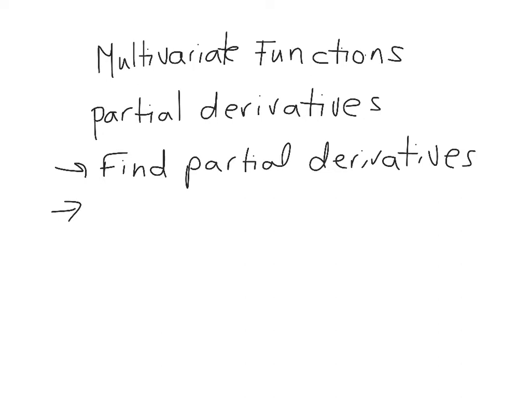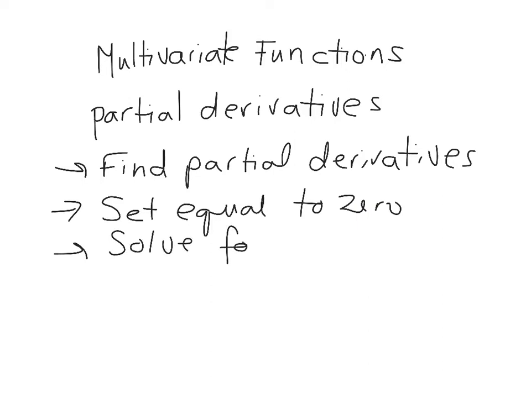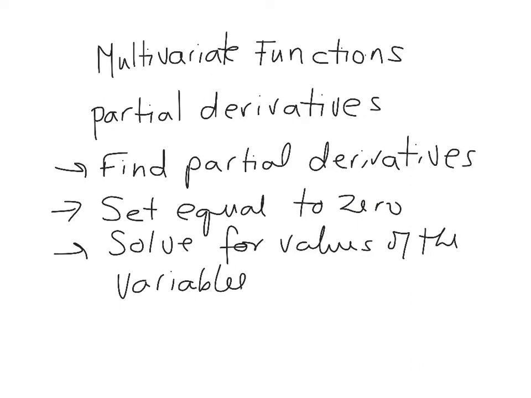Generally, in the examples we're going to use, we're going to end up with two linear partial derivatives. So we would have those, and we're going to set them equal to 0. So that's the same. We're going to solve for values of the variables. In our case, we're likely to have two variables in these multivariate functions, so we're going to be solving for the value of each of those.